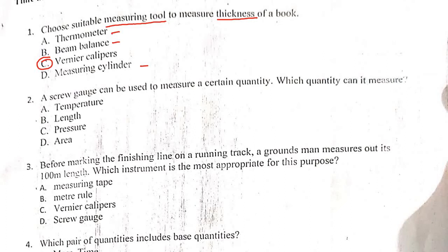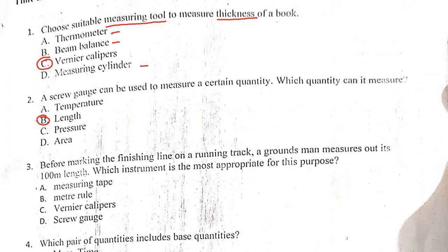Question number 2. A screw gauge can be used to measure a certain quantity. Which quantity is measured with the help of a screw gauge? So, screw gauge is also an instrument to measure the length, thickness, or the diameter of any object. So, option B in this question is the right answer.